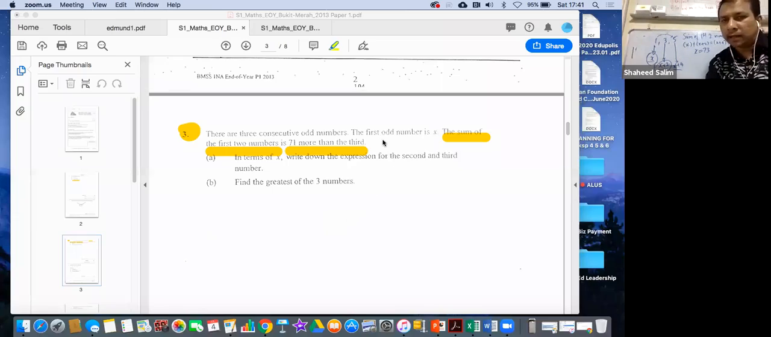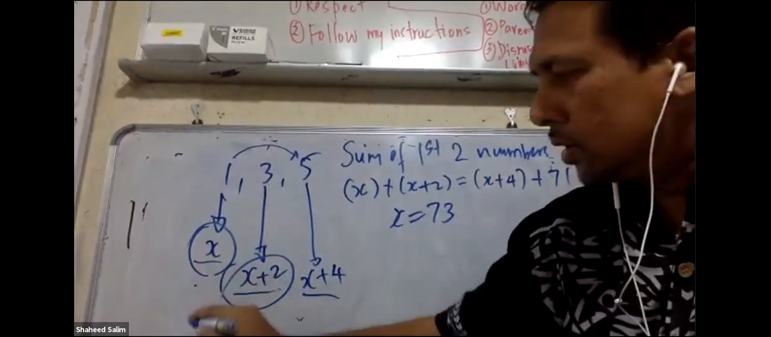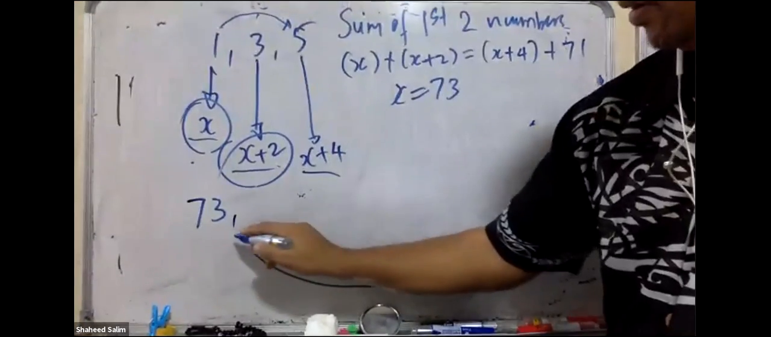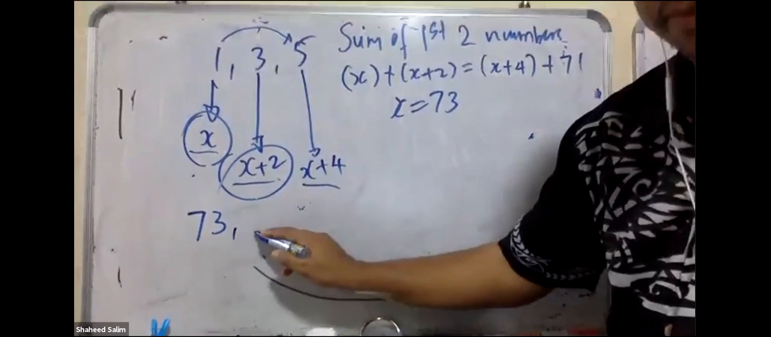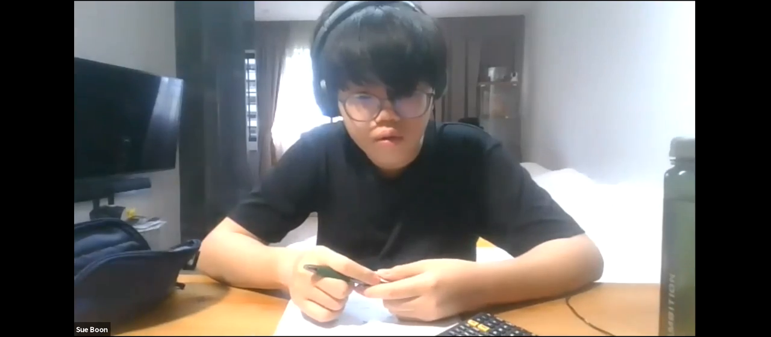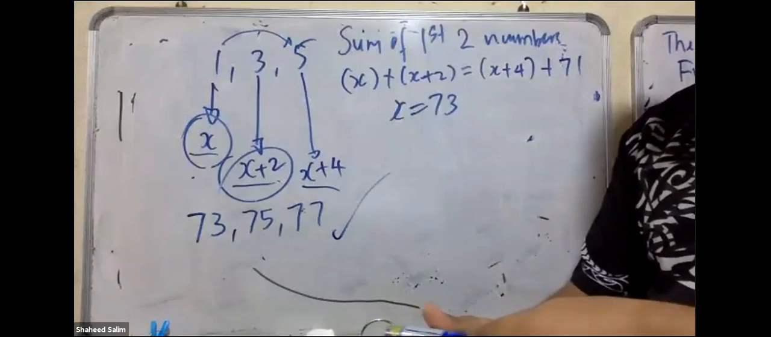They say that the first odd number is x. Can you see? The first odd number is x. That means the smallest number is x. So this is 73. What is the next number? If it's a consecutive number, the next is 75. What's the next number? 77. So you got your answer already.